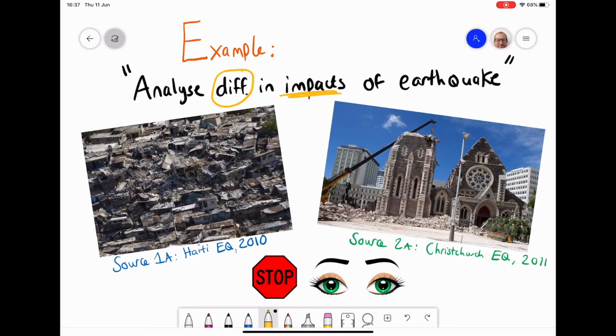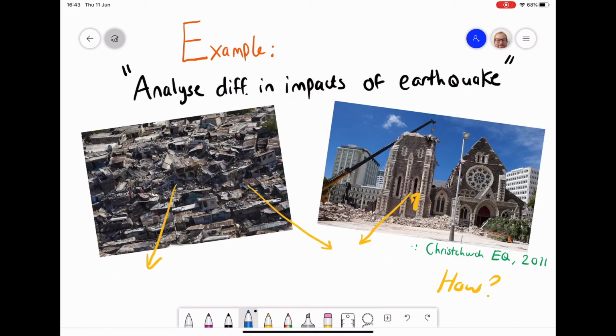You need to look at these pictures, and what you're trying to do is, it's asking you for the differences in the impacts. So what you need to do is look at the sources, and again, we're looking for examples and evidence that might show difference, and see if we can start applying our geographical thinking to think, why are they different? How are they different? Those are the kind of questions you should be asking yourself, and then can we think of the reasoning behind that to help develop our answer?